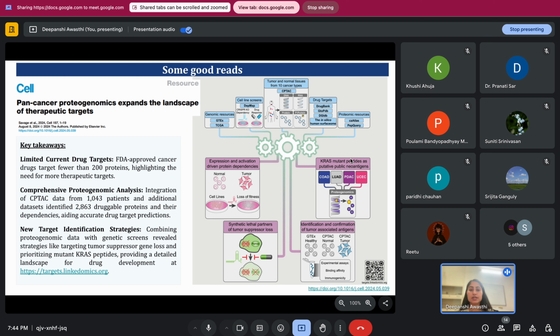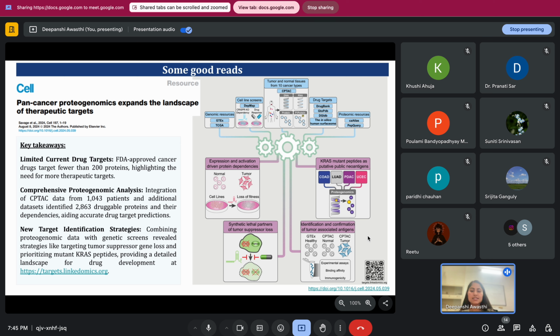So it gets mutated, due to which if you screen for this KRAS you will be able to predict better which cancer it is, whether the cancer state is present or whether it is the normal state. So these KRAS mutant peptides could be searched. Then synthetic lethal partners of tumor suppressor loss could be identified, and identification and confirmation of tumor associated antigens.